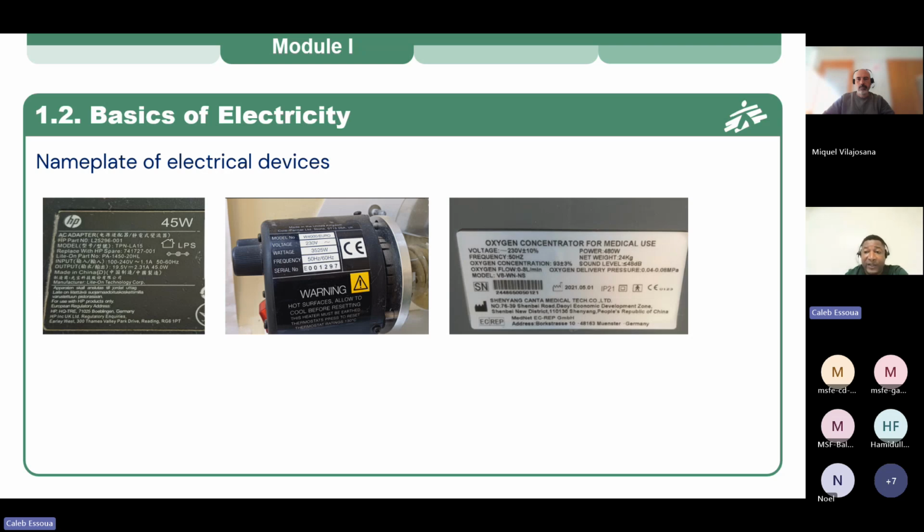But in case you don't have this, you have to do the basic calculation that I talked about a few minutes ago, so that you get this and can move forward. The other thing is the oxygen concentrator that you have, for example. On this, you can also see the power directly. It's not too clear.